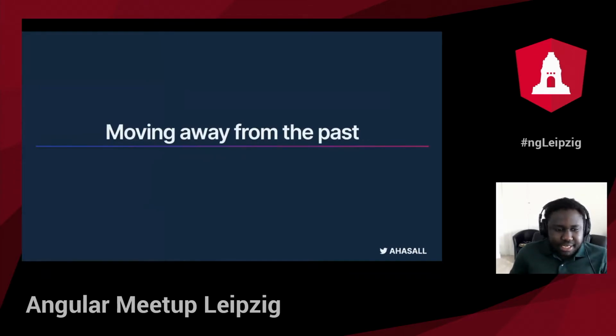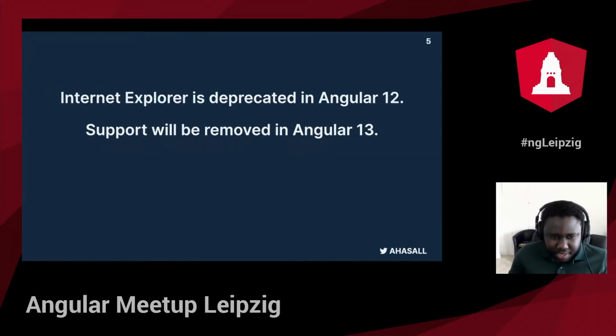So Angular is moving away from the past. How? By removing support for old technologies. And the first of them is Internet Explorer, the favorite browser of all developers. So Internet Explorer is being deprecated in Angular 12. This means that you can still develop Angular applications that target Internet Explorer, but you will see a warning. Support for Internet Explorer will be removed in Angular 13.